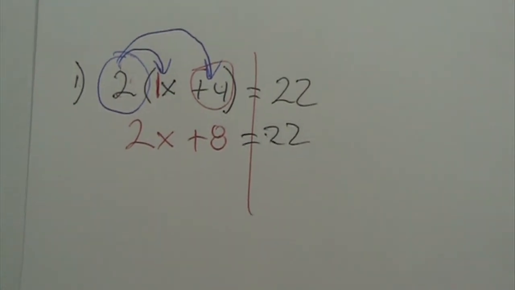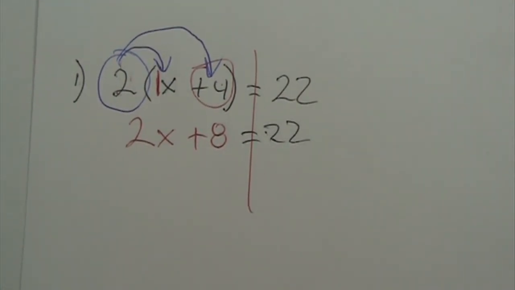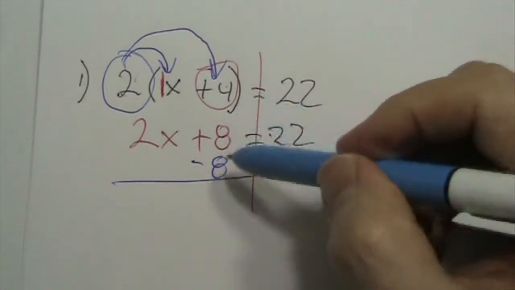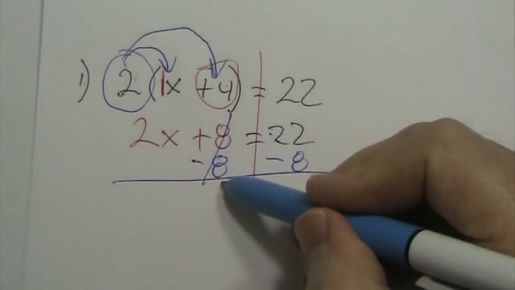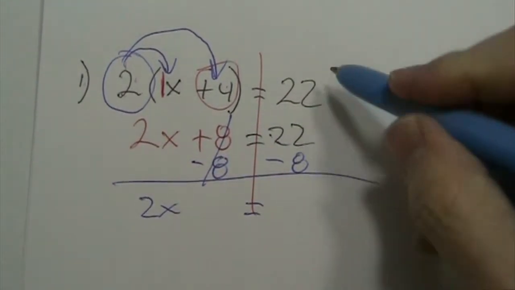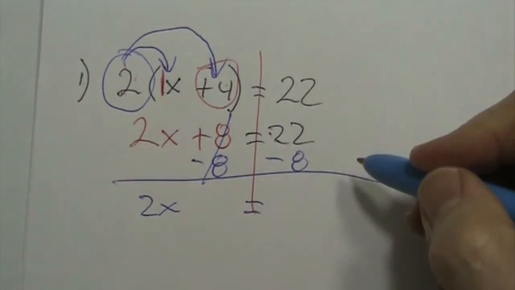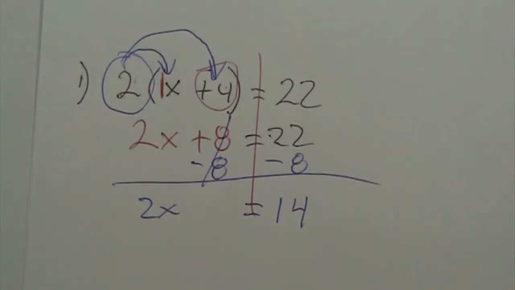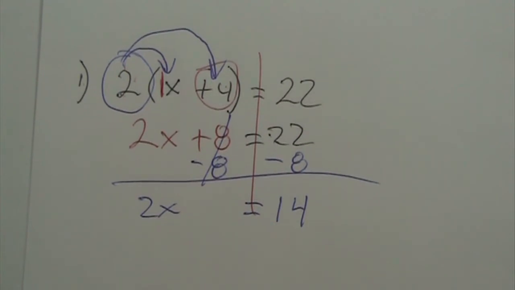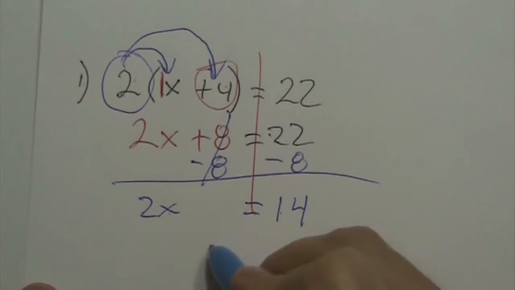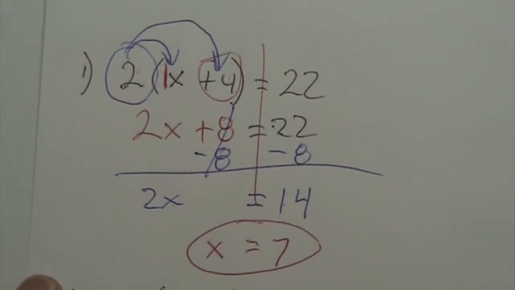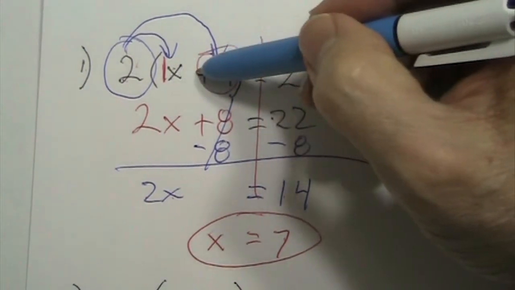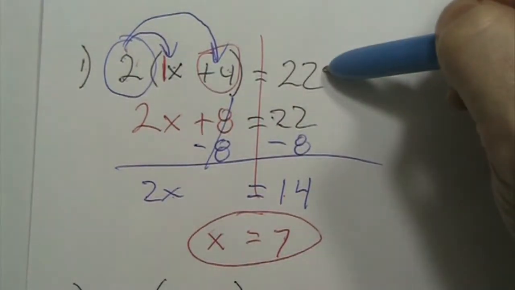Now you have a two-step problem. First get rid of the constant. To do that, you want to make the constant 0, subtract 8. That makes it 0. Now you just have 2x. 22 minus 8 is 14. And you could probably see your answer right now. 2 times something is 14. Seven is the answer. And if you plug this back in here, 7 plus 4 is 11. 11 times 2 is 22. It works.